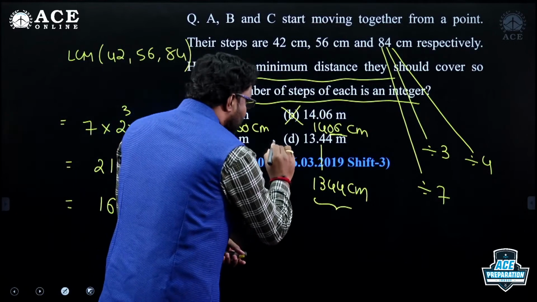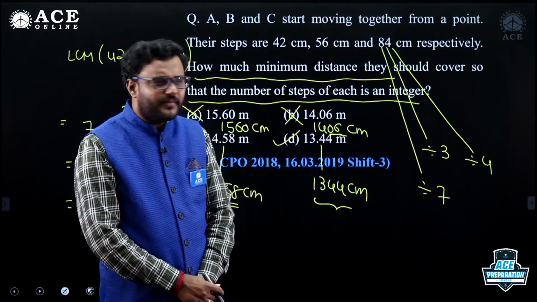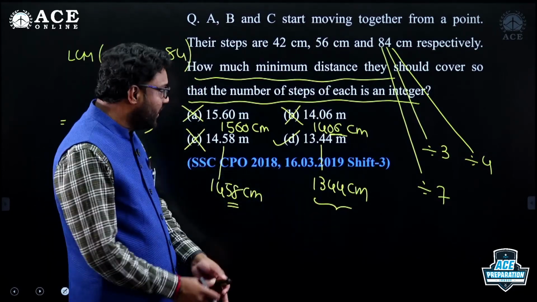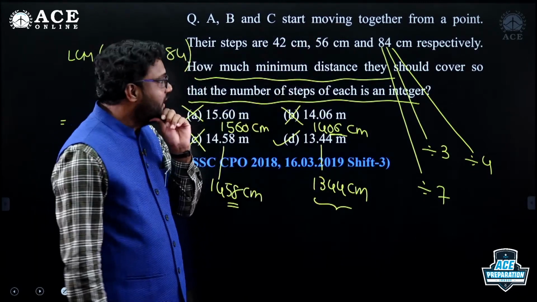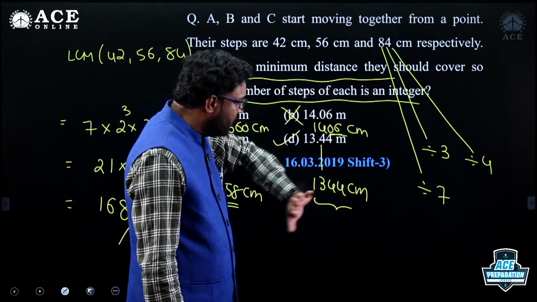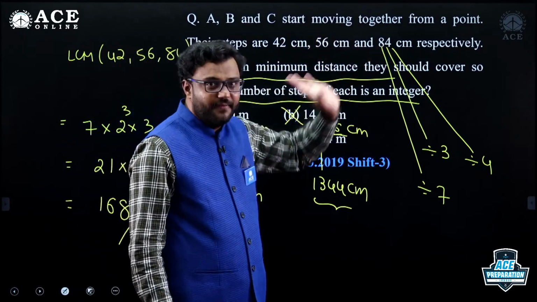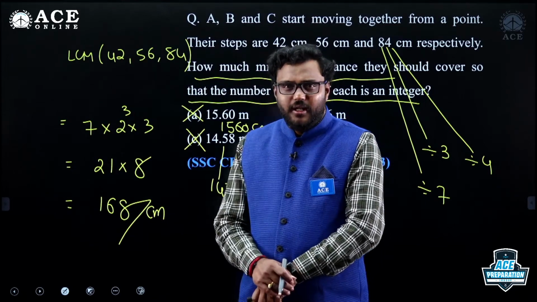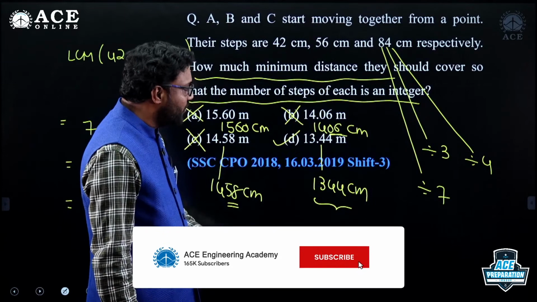So guys, among the options, if you go ahead, yes, 1344. It's not the minimum actually. We're getting many values satisfying this. Option D is one among the correct answers. Minimum distance they should travel so that the number of steps is an integer: 1344 centimeters. So we have 42, 56 and 84. Minimum actually 168 itself is sufficient. But fine, among the options, sometimes there may be mistakes in the options also, a possibility.